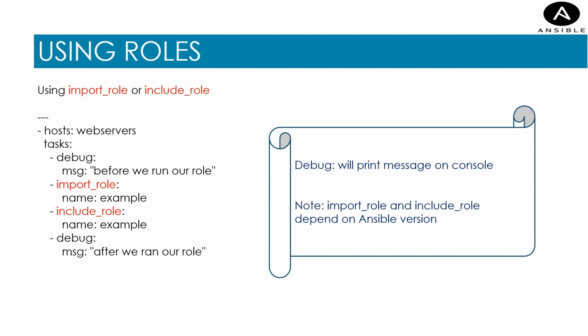So debug will print a message on the console. We just want to consider, hey, this is before we run our role, and this is after we ran our role. That activity will just print on the Ansible console. And import role and include role depend on the Ansible version. So just check, 2.4 onwards both are supported. And if there are any concerns, you can cross-check with whatever Ansible version you have.